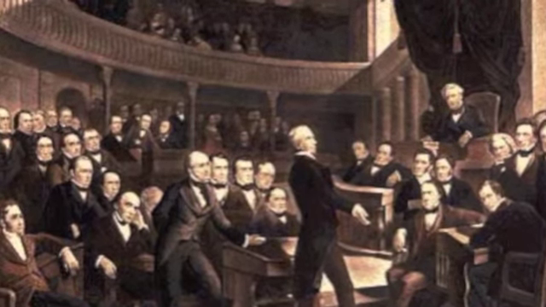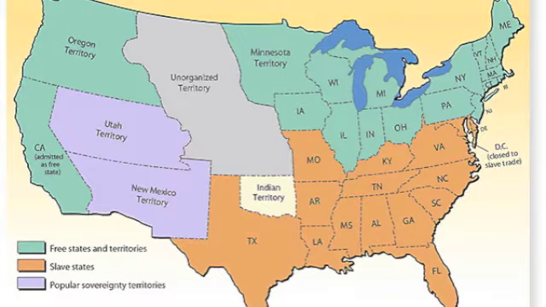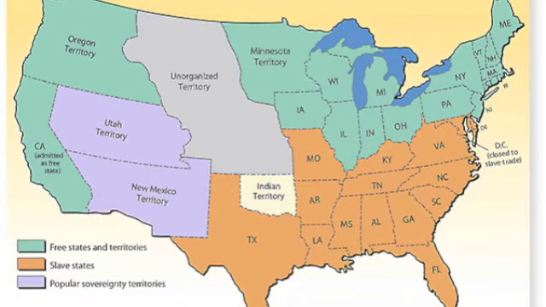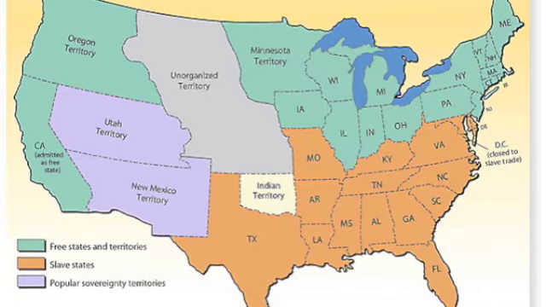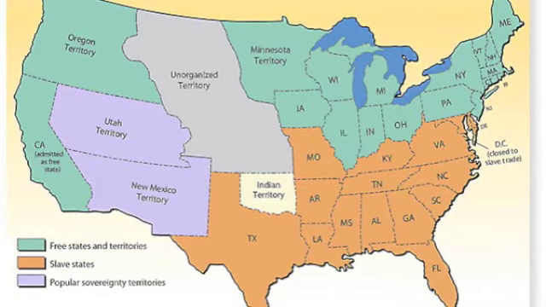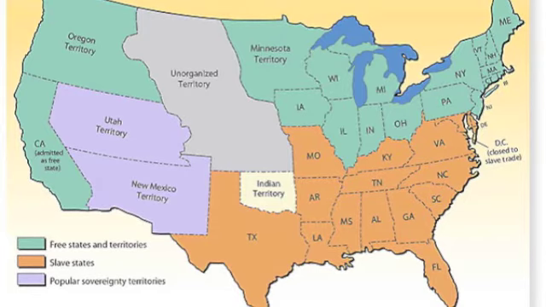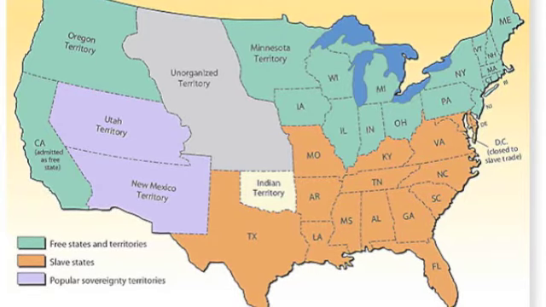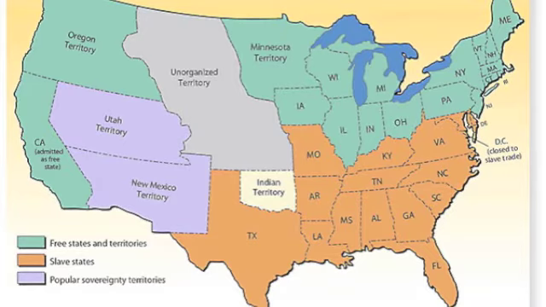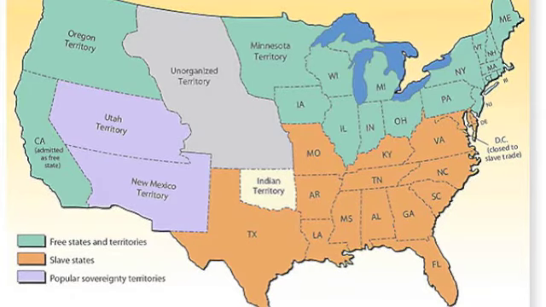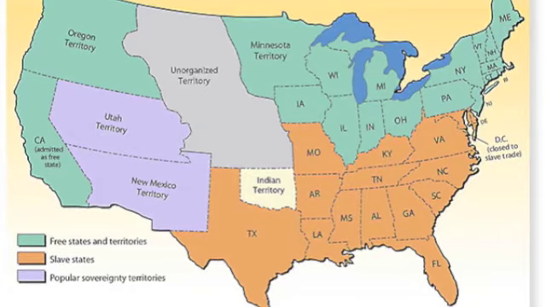This compromise essentially did 5 things. First, it admitted California as a free state. It banned the slave trade in the District of Columbia. It created a National Fugitive Slave Act. It allowed the Utah and New Mexican governments to be organized under the idea of popular sovereignty, and it resolved the boundary dispute between Texas and New Mexico.